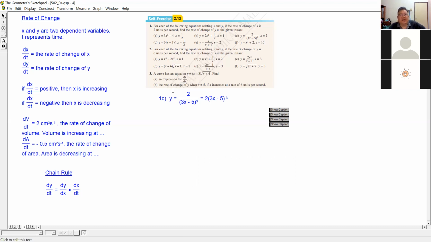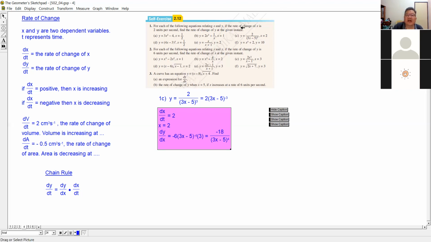Now the question is y equals to this thing. What must you do? Since they tell you the rate of change of x is 2, you write down dx dt is 2. Then for question C, when will this happen? This will happen when x equals to 2. So you write down x equals to 2.